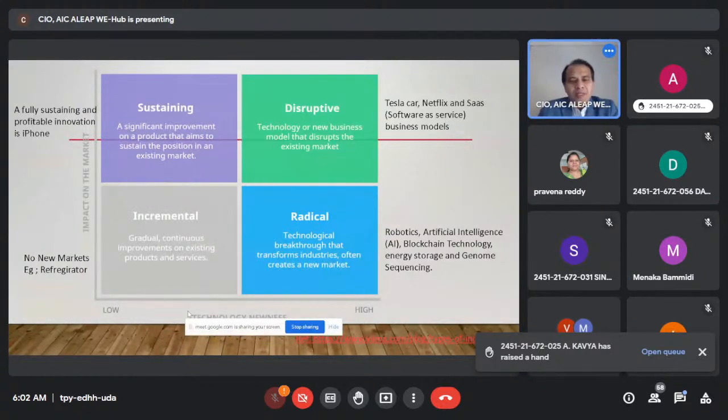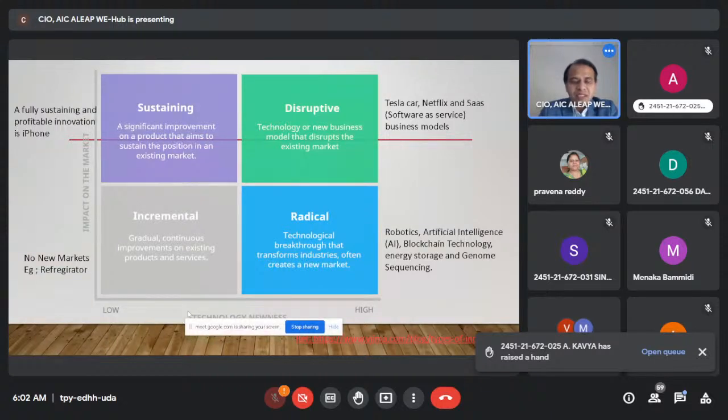I'm just speaking about the four types of innovations when we plot the technology newness, or the innovation, with the impact on the market. Then there are four types of innovations that would be generated. One is incremental, second is radical, third is sustaining, and fourth is disruptive.